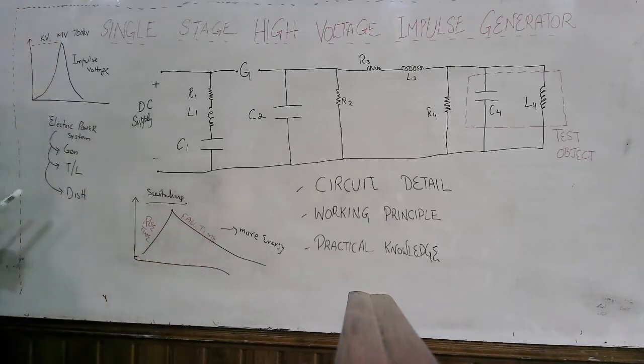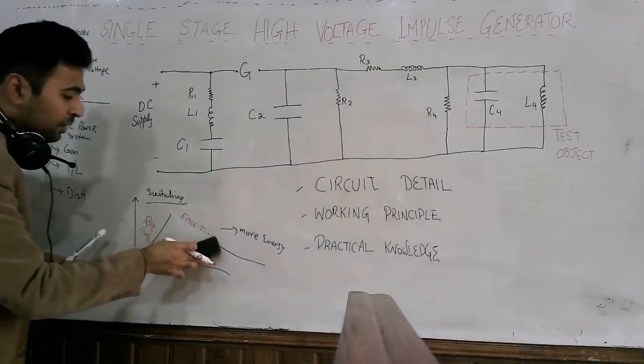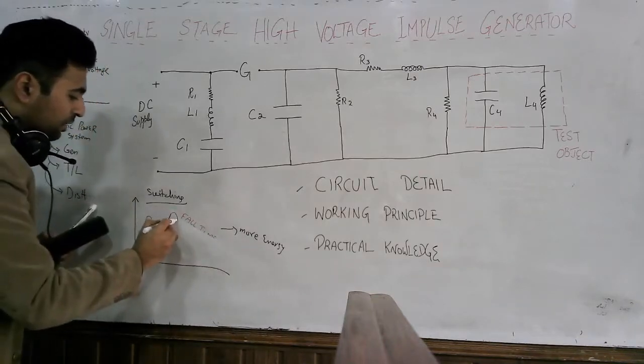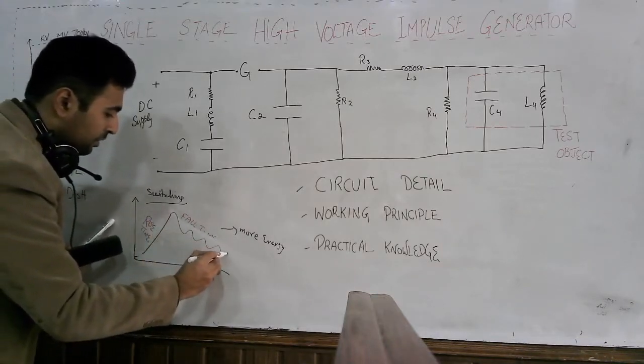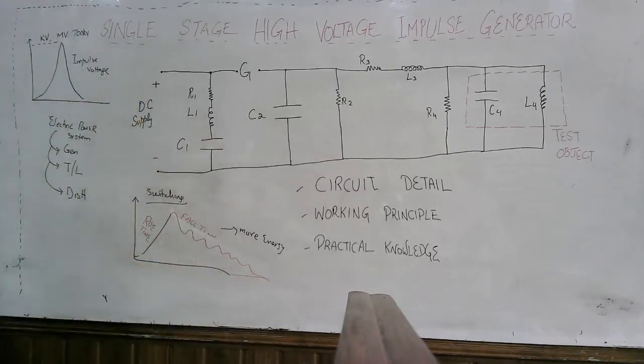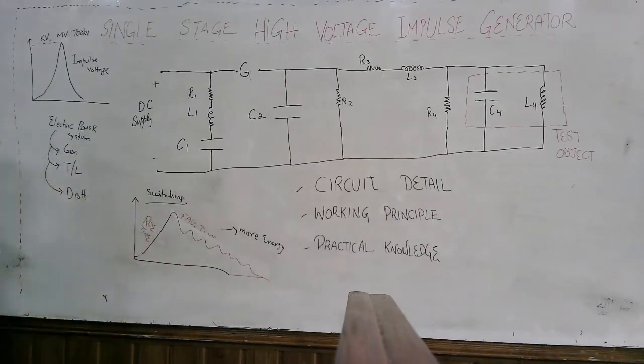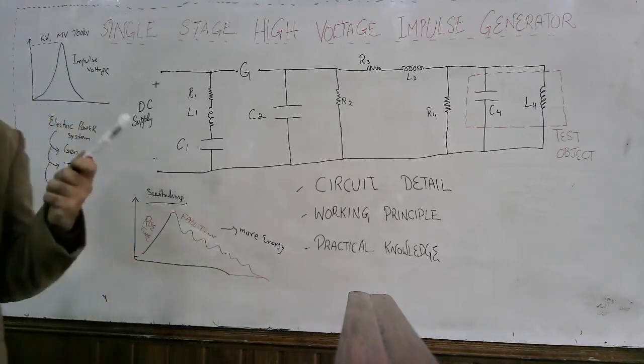Impulse voltages can also be in the form of an oscillatory waveform, like this. It can be in the form of oscillations. Such impulse voltages also appear in the circuit as a result of switching impulses. We are interested in generating such impulse voltages in our high voltage testing labs, so that we can test the insulators.